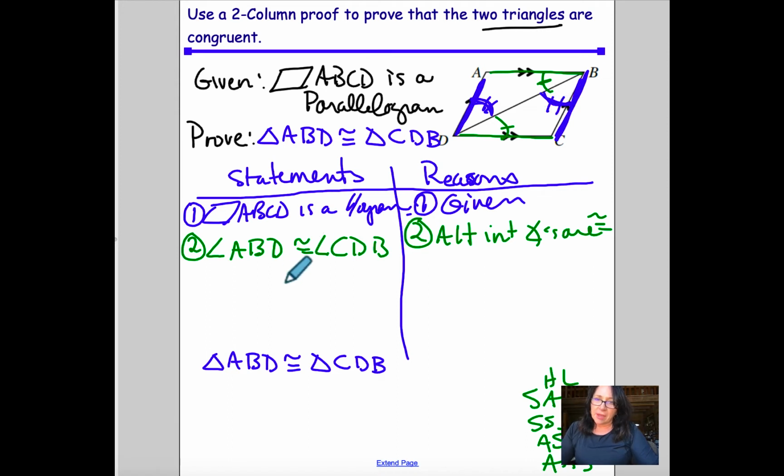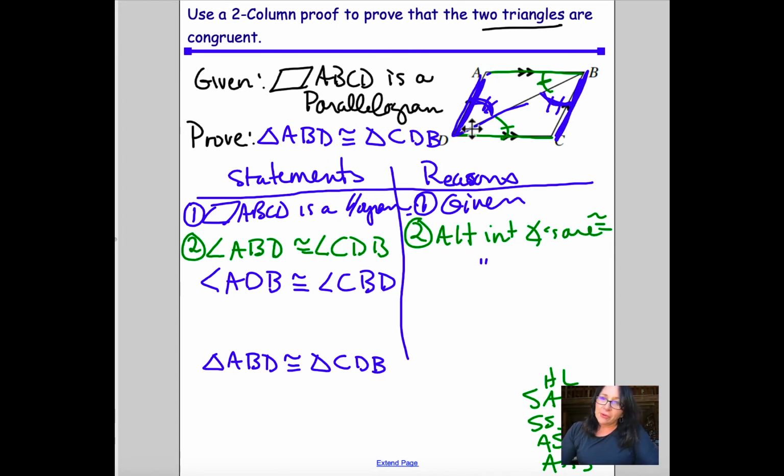And additionally, because AD is parallel to BC, that makes this angle here congruent to this angle here. Okay, so number three, actually I can use the same reason because the angles are also alternate interior angles. So I'm going to say angle ADB is congruent to angle CBD, also because of alternate interior angles congruent.